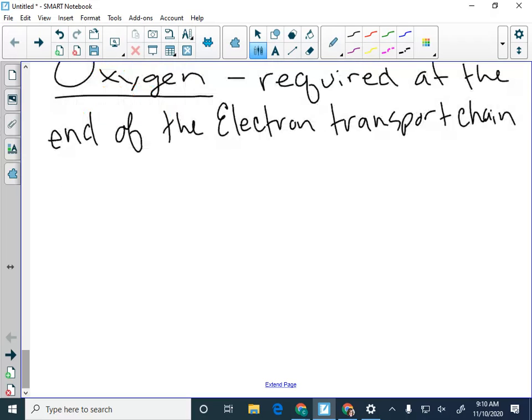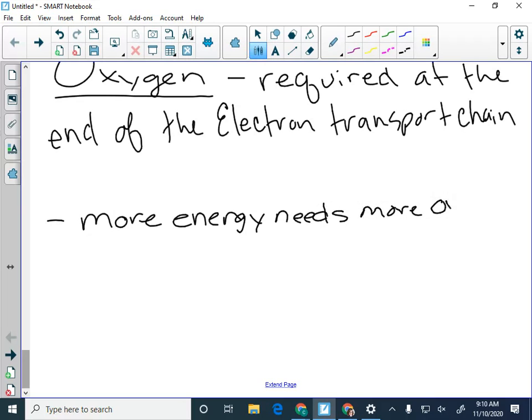So, the more energy we need, the more oxygen we need. More energy needs more oxygen. When you are exercising, you are breathing heavier, yes? It's because you need more oxygen, because you need to break down sugars faster and get that energy. Because without oxygen, we can't release that energy from that electron transport chain. That's why we get pantY whenever we exercise.